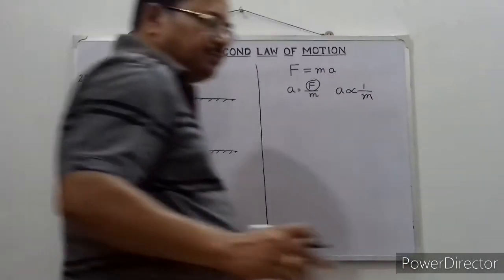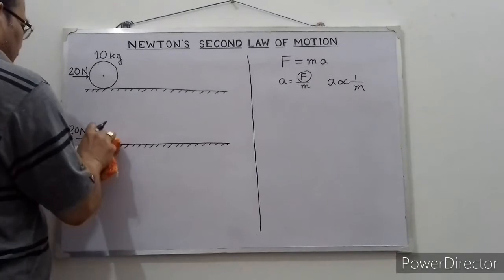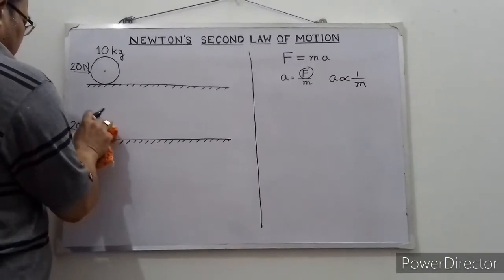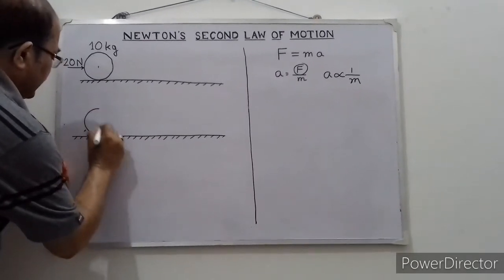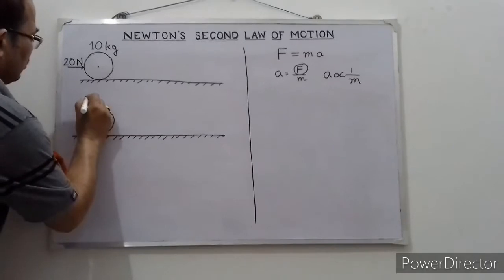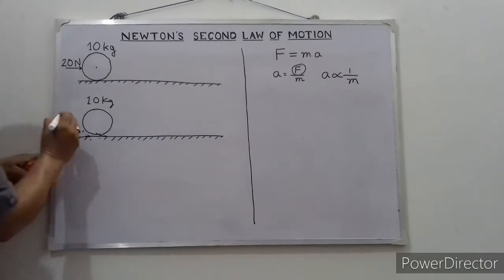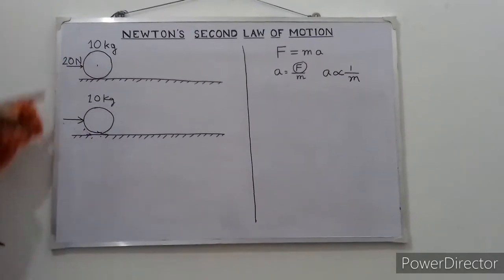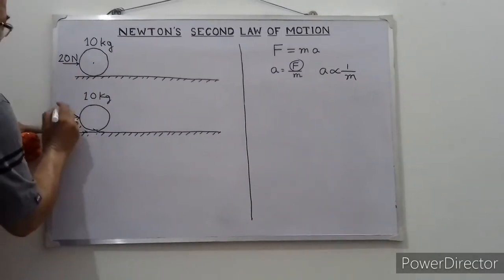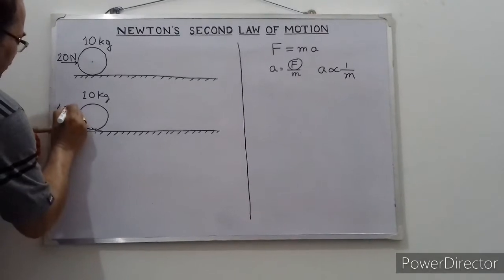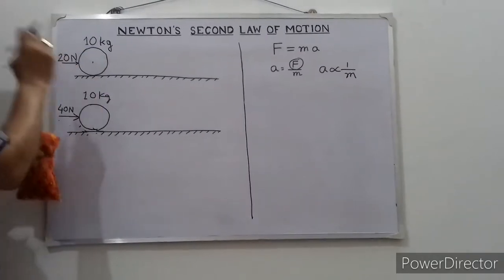Now, both the objects have the same mass, this is also 10 kg, but the force applied is different. Now, if we apply here 40 Newton, suppose, for this object, so acceleration will be more in which case?